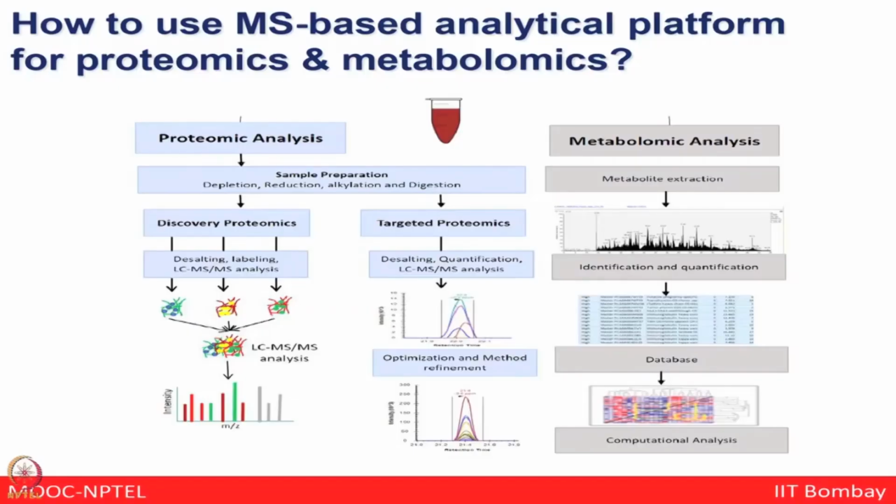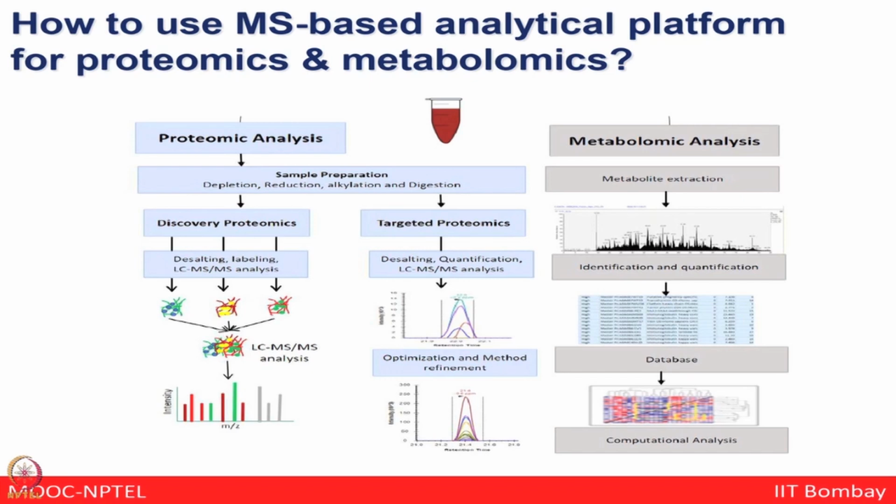So, the question comes: how to use mass spectrometry based analytical platforms for proteomics and metabolomics analysis. It is a very busy slide, but from the same sample, let us say you want to look at the serum proteome and metabolome. From the same sample you can deplete the abundant proteins and then process those for reduction, alkylation and digestion, to proceed using either discovery based workflow, label free quantification or targeted quantification to look at the entire host proteome or the plasma proteome analysis.